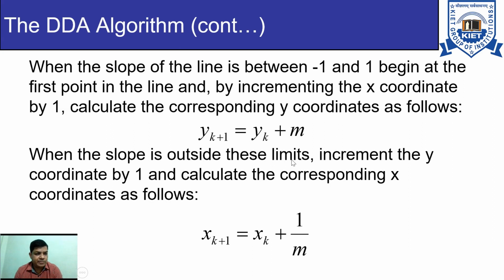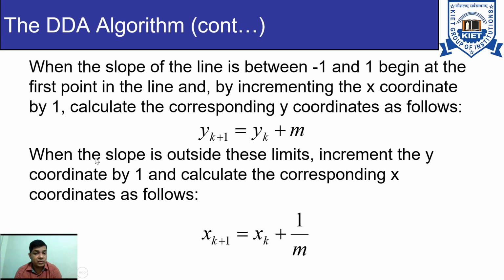So here is the simple concept. When the slope of a line is between -1 and 1, beginning at the first point in the line, and incrementing the x coordinate by 1, calculate the corresponding y coordinate as follows. Initially we calculate the slope of the line, and if the slope is between -1 and 1, we simply increment the value of x, and we approximate the y values. The formula for approximation is very simple: yk plus 1 is equal to yk plus m.